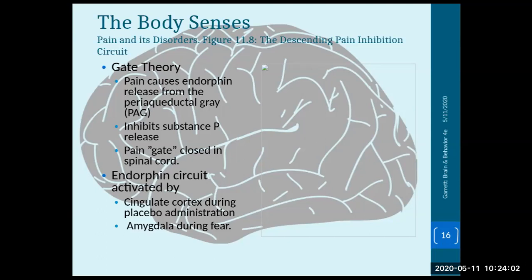In that area, it serves as a gate and controls the release of substance P. Substance P is the pain neurotransmitter. So if that theory causes endorphin release, it inhibits substance P and sort of closes the pain gate that goes from that area to the spinal cord. So this circuit is activated by the cingulate cortex when there is a placebo effect, and in the amygdala during a fear response.